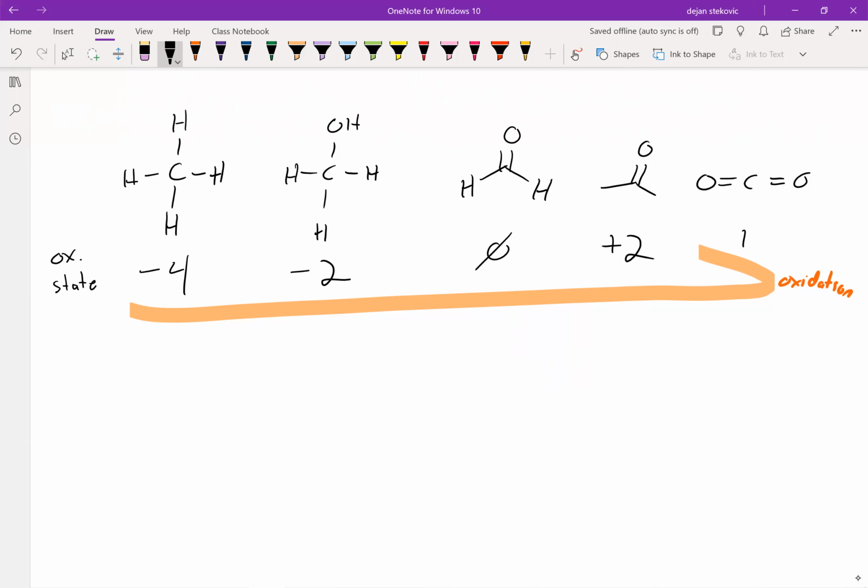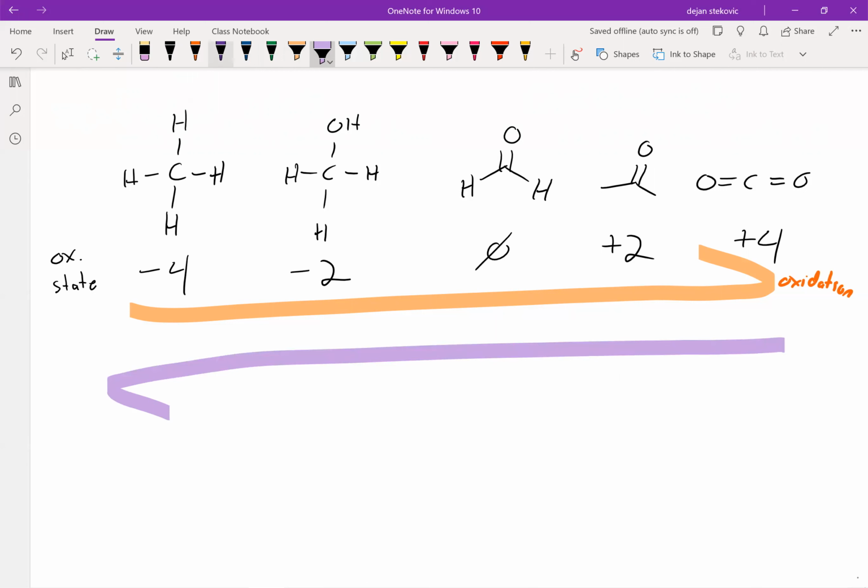And then here we get +4. So we can see that CO2 is the most oxidized version. Methane is the most reduced version of carbon. And of course, going from right to left, this would then be reduction. And so we're going to take a look at a number of different reactions where we can oxidize or reduce these carbon-oxygen bonds, taking alcohols to carbonyls or vice versa.